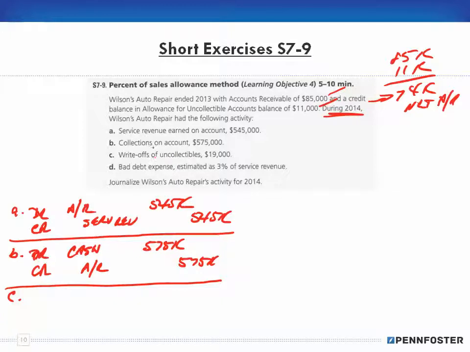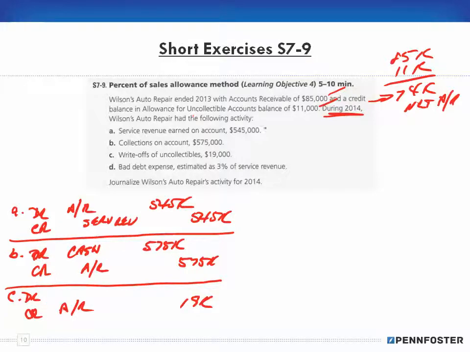Right? And if I'm not affecting cash, then I ask myself the second question: am I affecting accounts receivable or accounts payable? And that's yes, because I'm writing off what can't be collected. I'm not able to collect on my accounts receivable, and I'm writing it off, so that means I have to decrease my accounts receivable, which means I'm crediting my accounts receivable for 19,000. Okay.